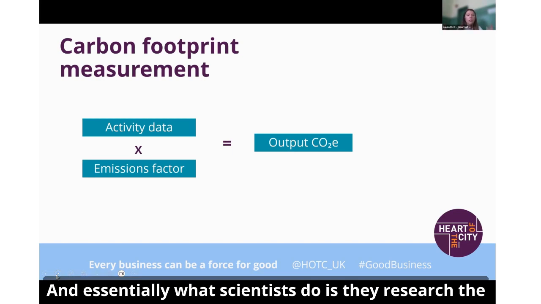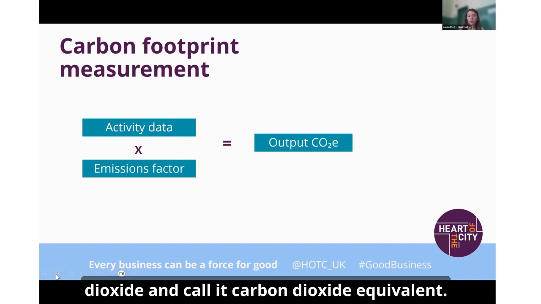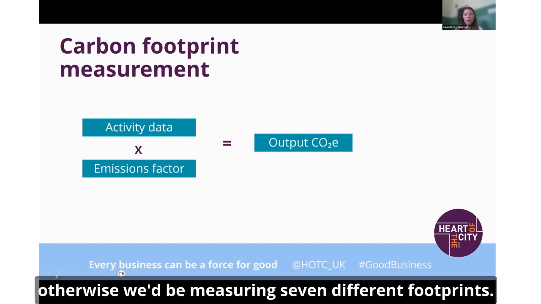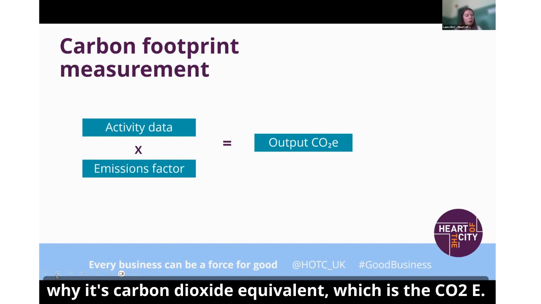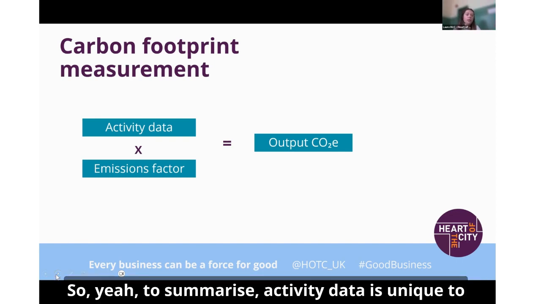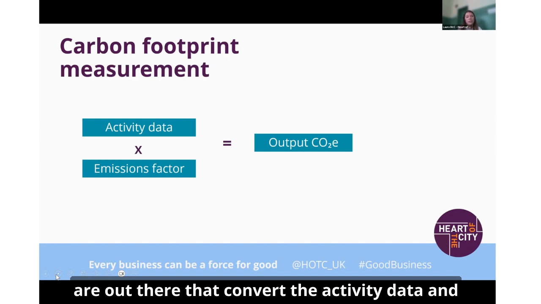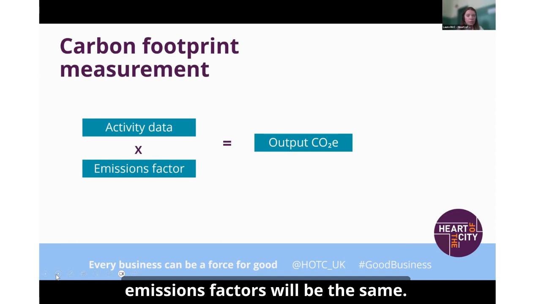Essentially what scientists do is they research the different gases and make them relative to carbon dioxide and call it carbon dioxide equivalents. That way you only need to measure one footprint, which is a godsend, because otherwise we'd be measuring 7 different footprints. I don't want to confuse things there, but that's why it's carbon dioxide equivalent, which is the CO2e. To summarize, activity data is unique to your business, and the emissions factors are factors that are out there that convert the activity data, and they are essentially the same for everyone. No matter what business you're in, those emissions factors will be the same.